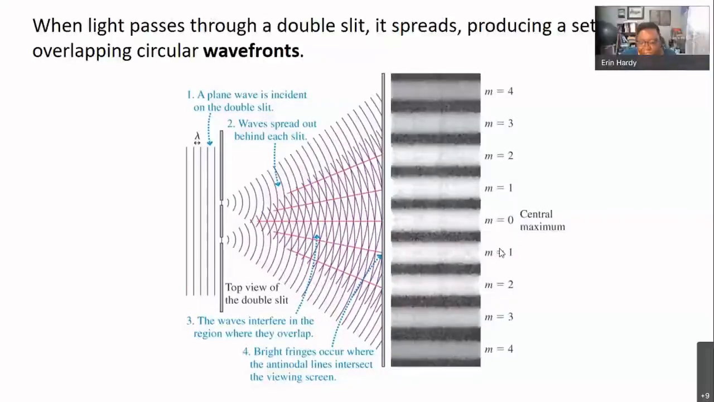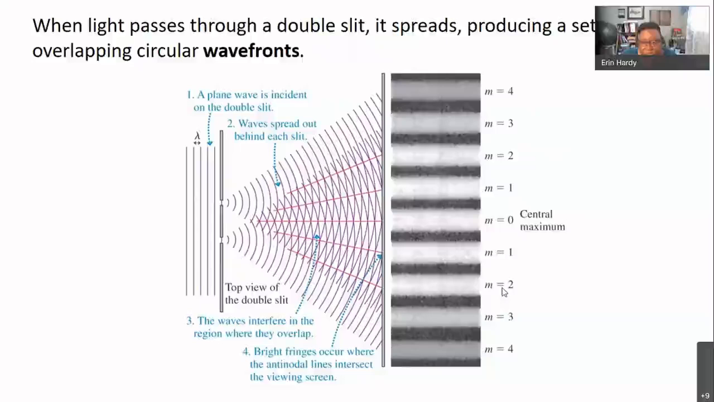Then as we work our way out, we're going to skip over this dark fringe for the time being, and then go straight to the next closest light fringe, or bright fringe. So I have one above and one below. These are both m equals 1.